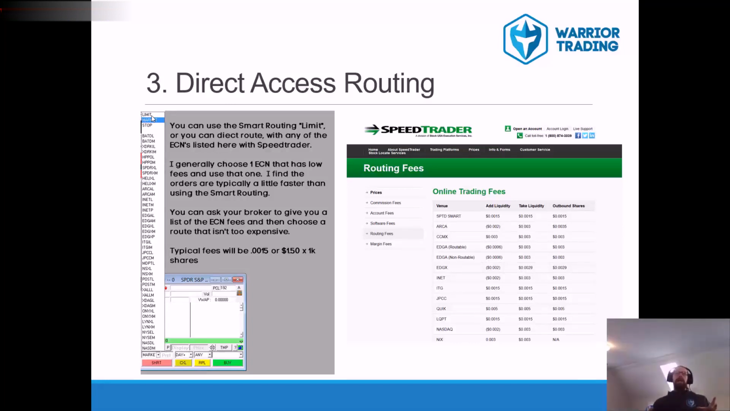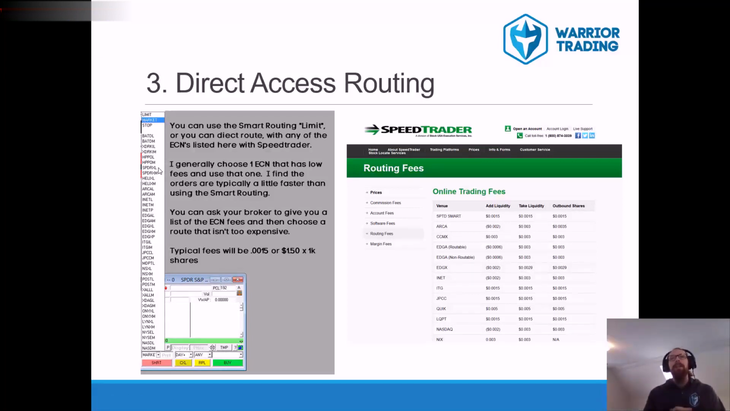Most brokers that are full service brokers like E-Trade and Ameritrade, they only have limit or stop and market. They don't give you the option to do direct access routing, and if they do, it might only be with one or two routes like NASDAQ and ARCA. So the flexibility to have all of these routes is an advantage for a trader. Now, the reality is, for me, I just choose one and use it all the time. I really like ARCA, I like EdgeX, I like INET. And these, they're all pretty much equal, but compared to a smart route limit order, they're faster.